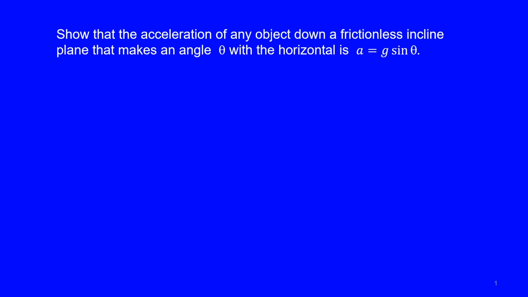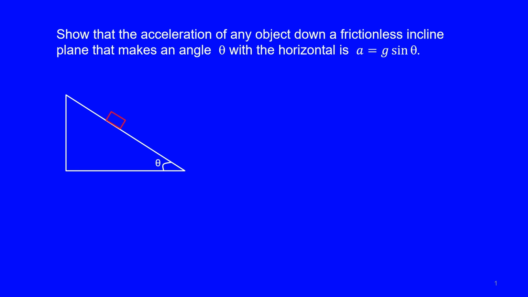Show that the acceleration of any object down a frictionless inclined plane that makes an angle theta with the horizontal is a equals g sine theta. So we're given an inclined plane, something like this, with angle theta, and the surface is frictionless, and we have an object on that inclined plane.